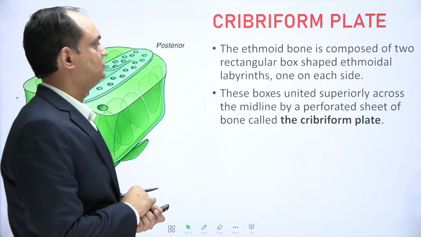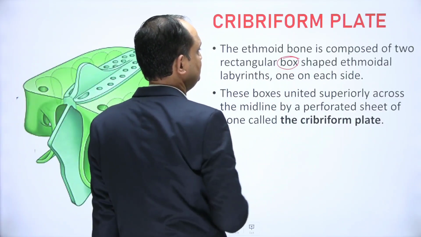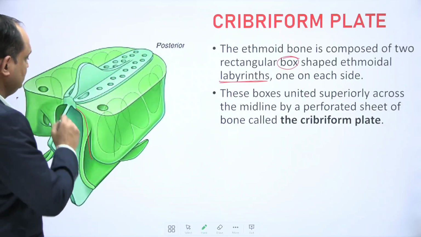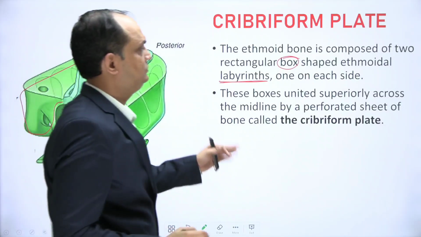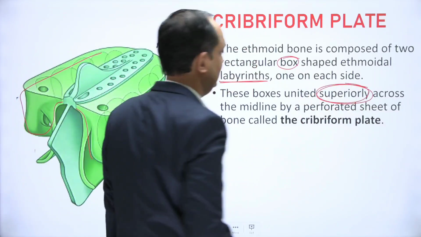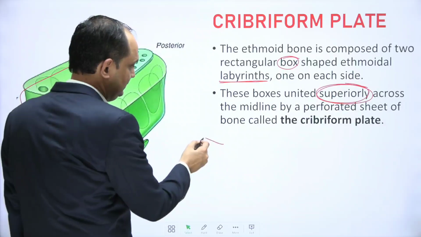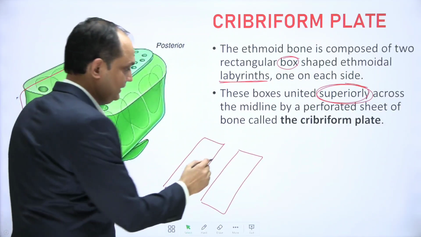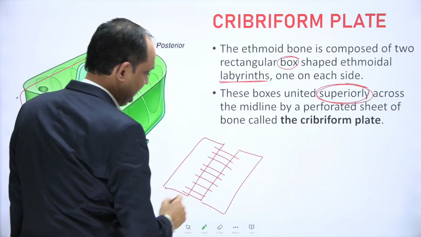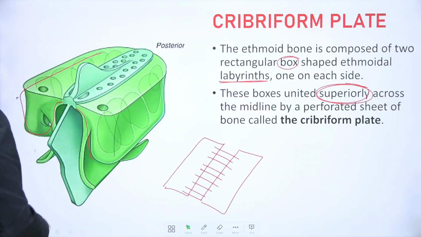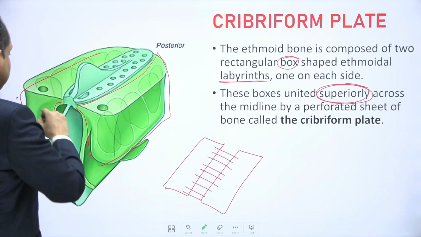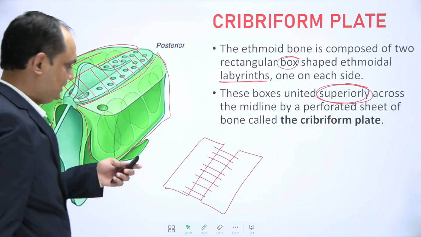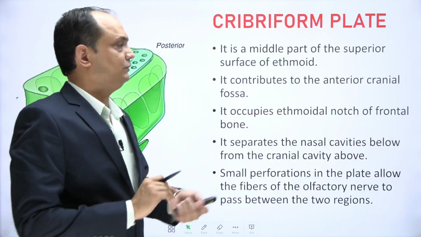The ethmoid bone is composed of two rectangular boxes, the ethmoidal labyrinths, one on each side. You can see here this is one box, this is the other box, and these boxes are united superiorly across the midline by a perforated sheet. Their superior aspects are connected to each other by a plate, and the upper parts of the boxes are connected by this plate, known as the cribriform plate. It is the midline part of the superior surface of the ethmoid.